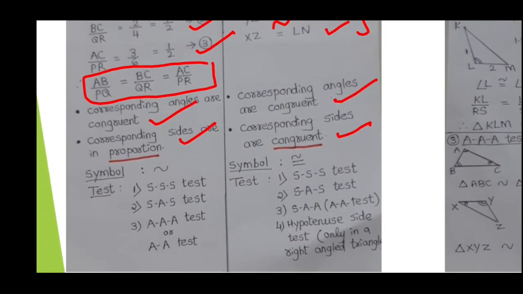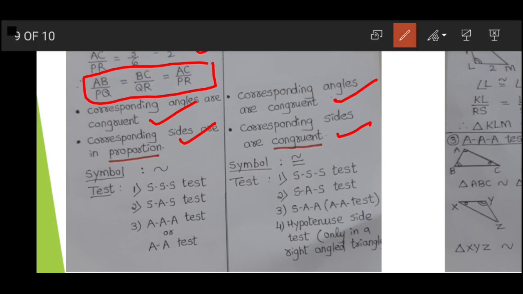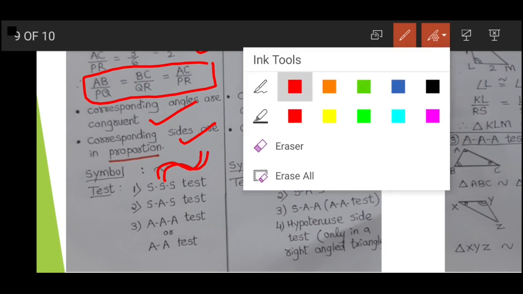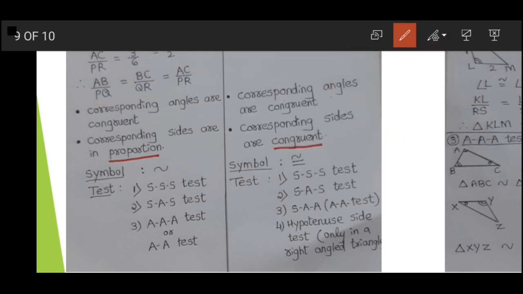Now let's first learn about the symbols. This is the symbol of congruence, and this is the symbol for similar. Again I repeat, this is the sign. I have already mentioned it over here.